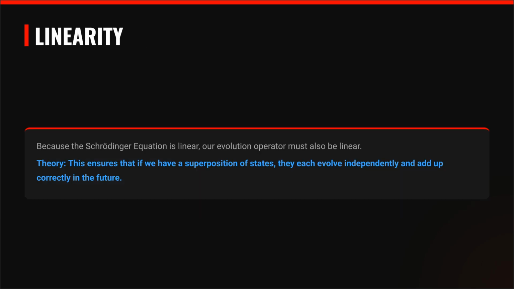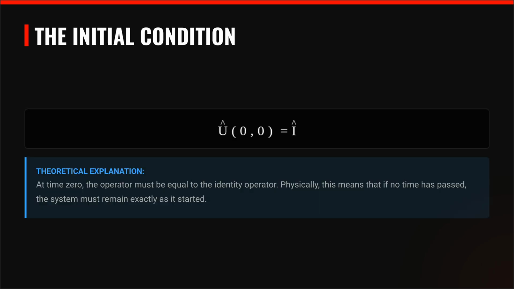Because the Schrödinger equation is linear, our evolution operator must also be linear. This is crucial for superposition. States evolve independently and combine correctly in the future. For the initial condition, at time 0, the operator must equal the identity operator. Physically, this means that if no time has passed, the system remains exactly as it started.